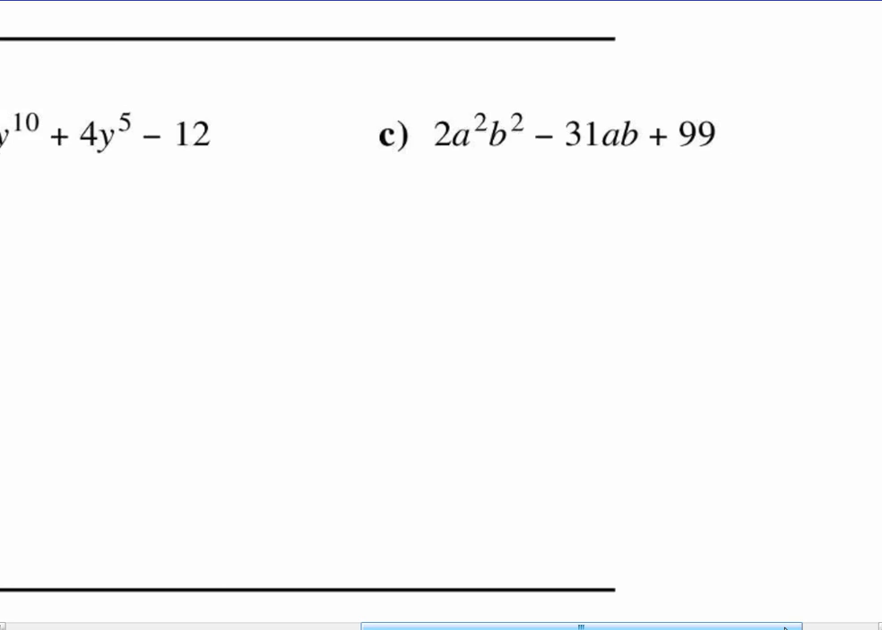Okay, so 2 has to break into 1 times 2. Now, what do you think the variables are actually going to be here? AB and 1AB. So 2AB and 1AB. Your middle term kind of gives you the hint. We have to make 99. Lucky number 99. Gretzky's number.